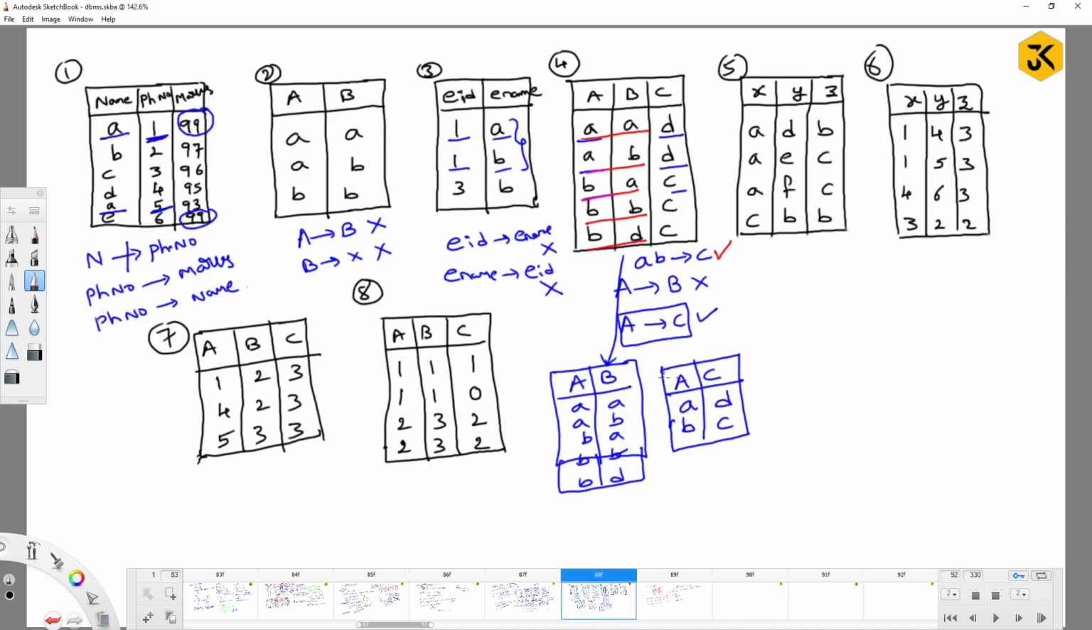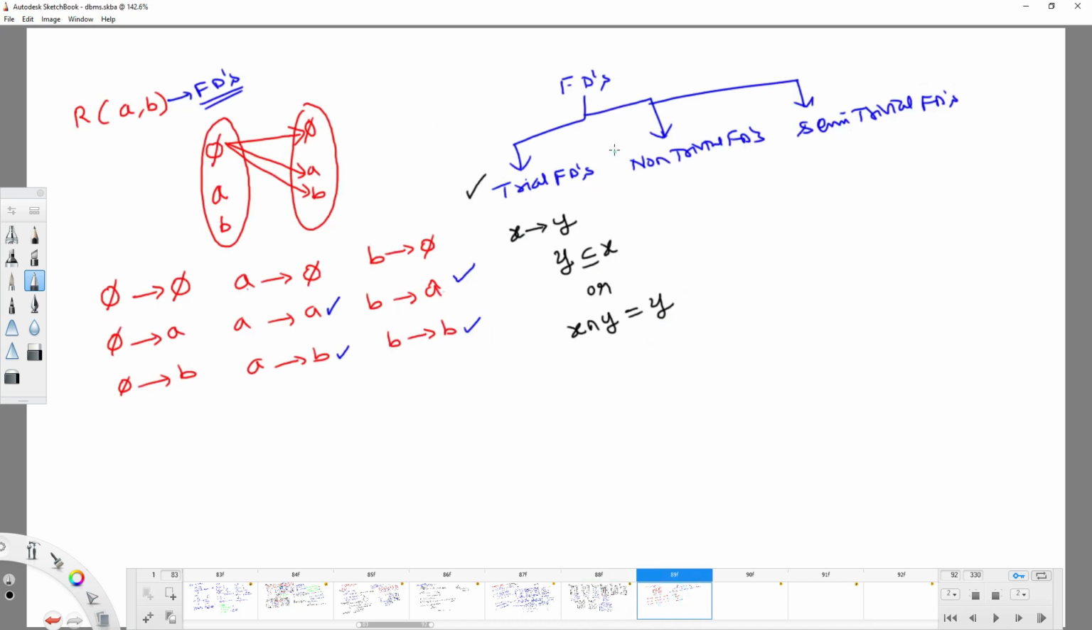If you look into the examples here, can I write directly as A determines A? Yes or no? But is there an advantage? Everything itself is determined, right? So if I give A, can I get the value of A? Yes. So that means there is no advantage of trivial functional dependencies. So you need to always concentrate on non-trivial functional dependencies. That is what I would like to explain here. So no need to concentrate on trivial functional dependencies.